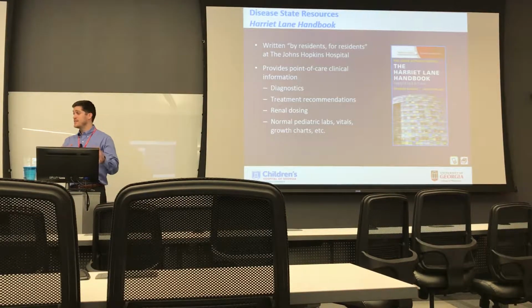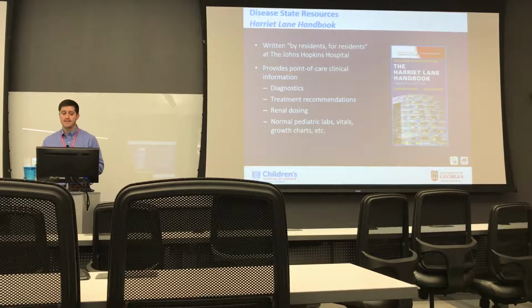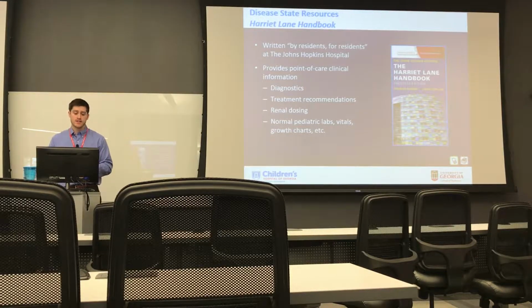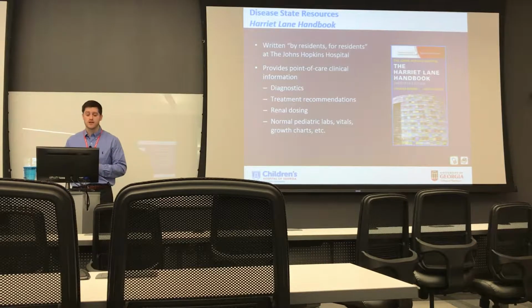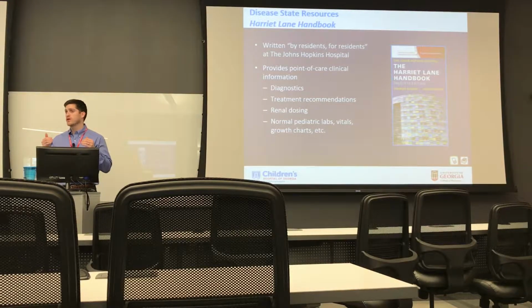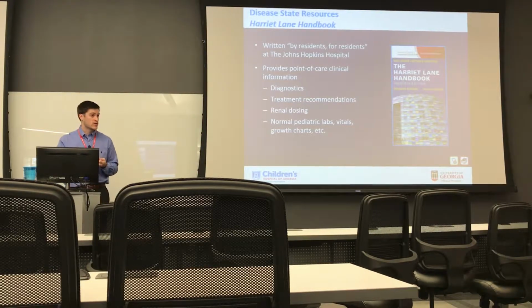And the last disease state specific resource we're going to look at is the Harriet Lane Handbook. This is, quote unquote, written by residents for residents at the Johns Hopkins Hospital. It provides really good information about point of care clinical diagnosis. It has a lot of information about diagnostics and treatment recommendations for that point of care contact with the child. It has renal dosing information for specific pharmacotherapy.